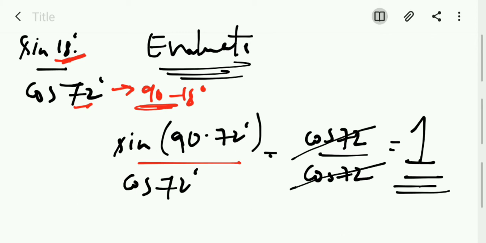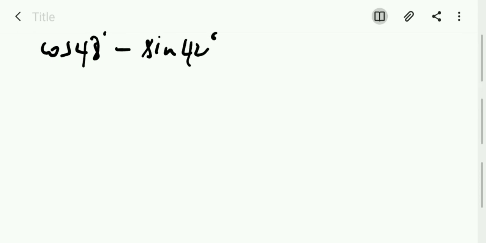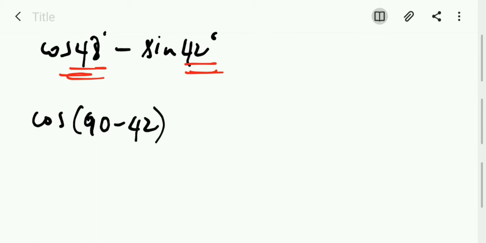Now, in this flow, let's go on to another sum. Another sum goes: cos 48 degree minus sine 42 degree. Before starting, please analyze: 48 is 90 minus 42, and 42 is 90 minus 48. So you need to replace any one of the values. Now I shall replace 48. Cos 48 is nothing but cos of 90 minus 42, minus sine 42. I'll keep that as it is.